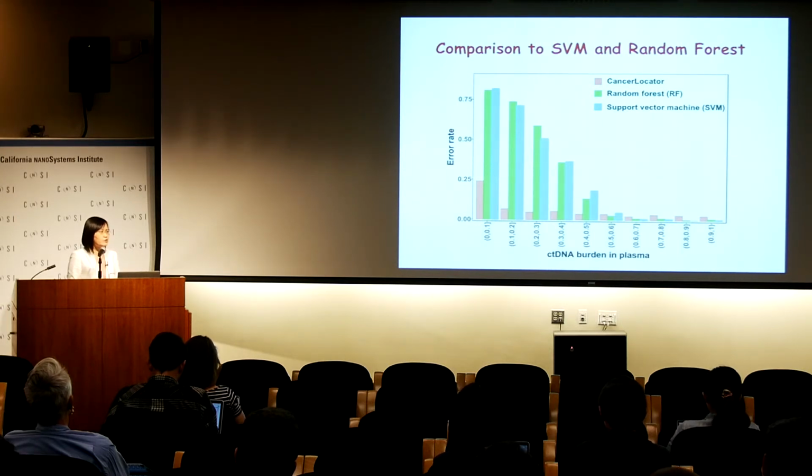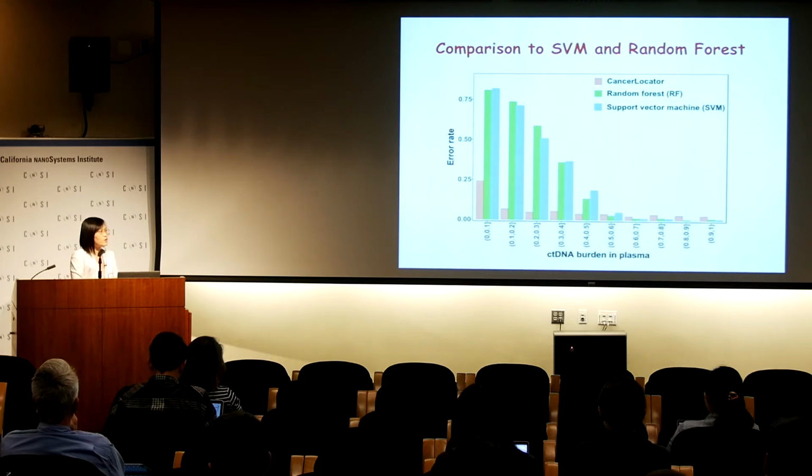That is, if we just look at the blood as a whole, cfDNA as a whole, it's really not easy to distinguish the cancer signal from the normal. But the good thing is that CancerLocator is actually doing a deconvolution process. So after deconvolution, it's much easier to distinguish the tumor signals from normal.